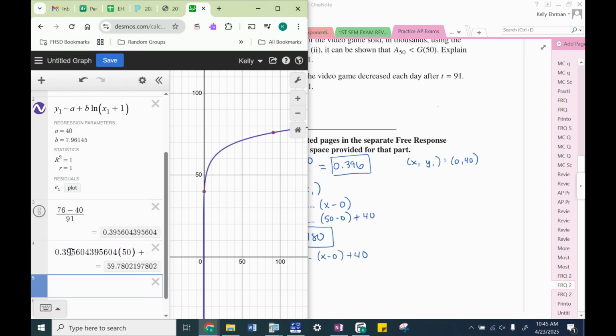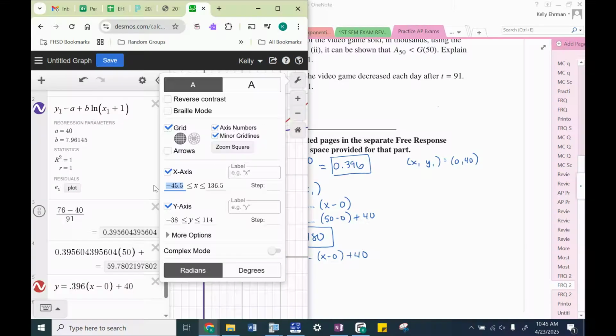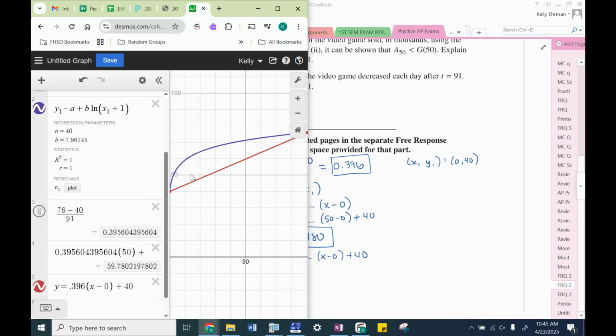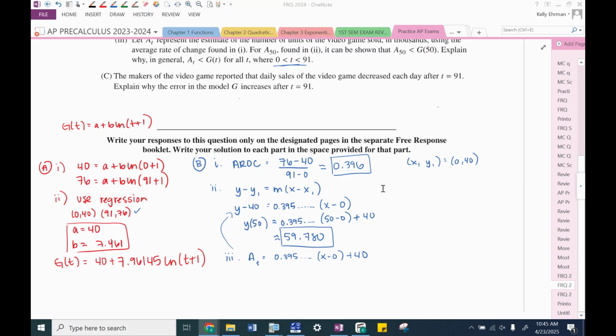So let's go ahead and graph y equals, it's okay to round here, 0.396 x minus 0 plus 40. So what's happening on 0 to 91? 91 is like here somewhere. If you needed to reset the window, you could change it to say, okay, from 0 to 91. So in this section here, the line a of t is always sitting underneath the curve. So why will the approximation always be less? Because graphically, g of t is above a of t.